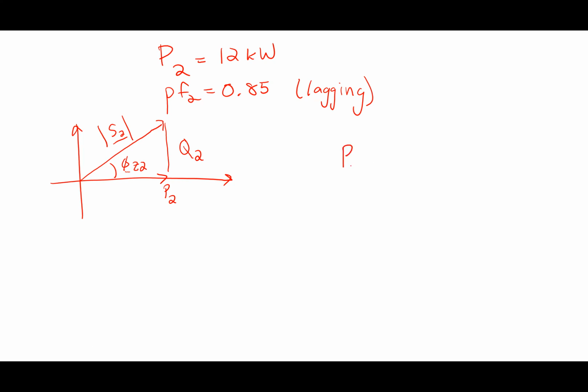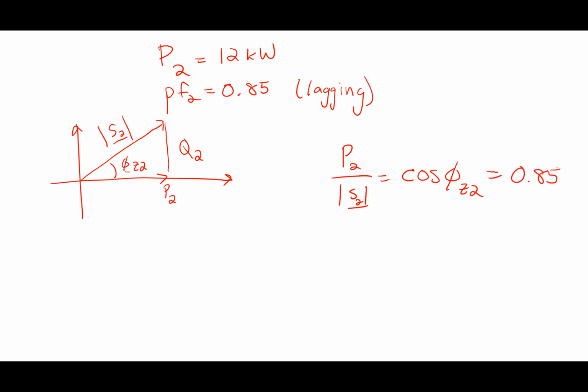The adjacent is P2 over the hypotenuse, which is equal to cosine phi Z2. But I don't have cosine of phi Z2. Or do I? Yeah, I do. I get the power factor, right? Power factor is 0.85.